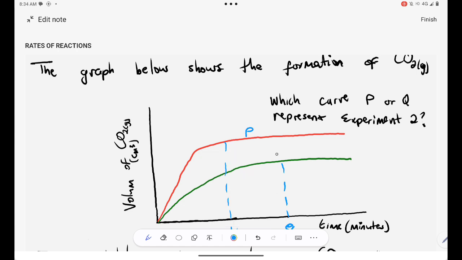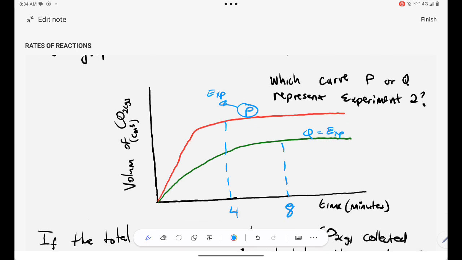So of curves P and Q, curve P is the one that represents experiment 2, and curve Q is the one that represents experiment 1. Even if you didn't check the quantity, by just checking the steepness of your curve, the red graph is steeper than the green graph. Whenever your graph is steeper, it simply means that your rate of reaction is higher. And even if you check here, for the red graph, completion was reached after 4 minutes.